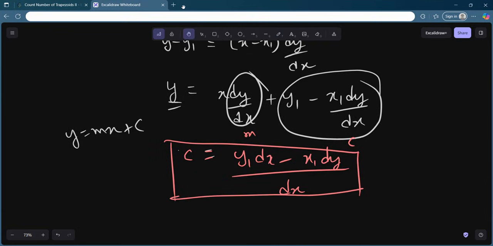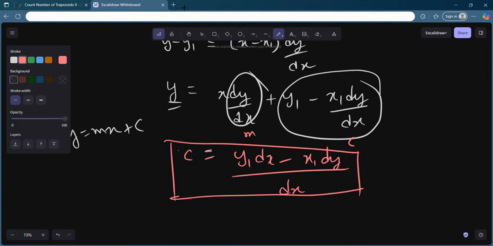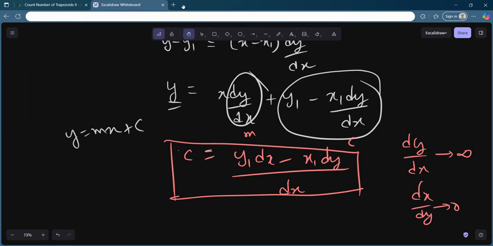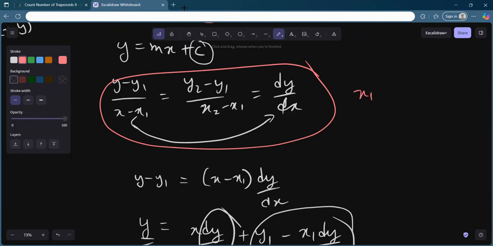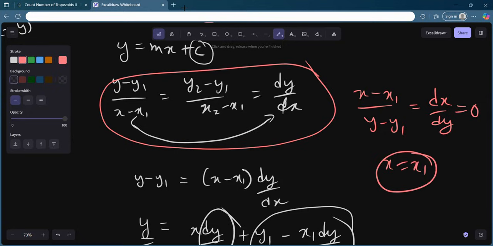Okay, and what is the intercept when the slope is infinity? It means that if dy by dx tends to infinity, then dx by dy tends to 0. So if you invert this whole equation and equate to 0, you will get (x minus x1) by (y minus y1) is equal to dx by dy. Now if dy by dx is infinity, dx by dy is 0, and you get x equal to x1. Intuitively also you can tell: if this is the slope of an infinite line, x1 is the point here, so x equal to x1 is the line over here.